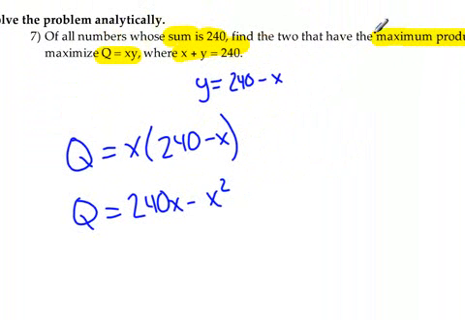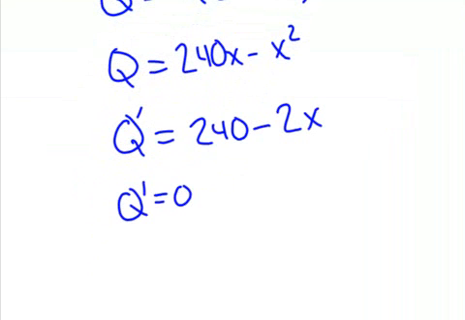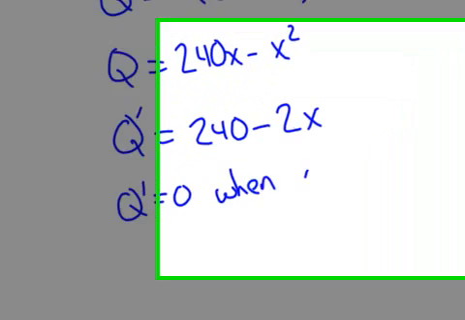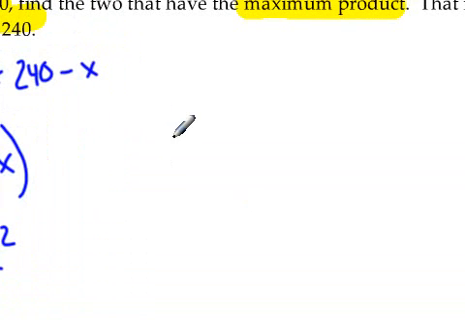If I'm looking for a maximum or minimum, I'm looking for a first derivative of 0. So I'm going to take a derivative of Q here and get 240 minus 2x. This derivative would equal 0 when x is equal to 120. Let's take a look at the second derivative.